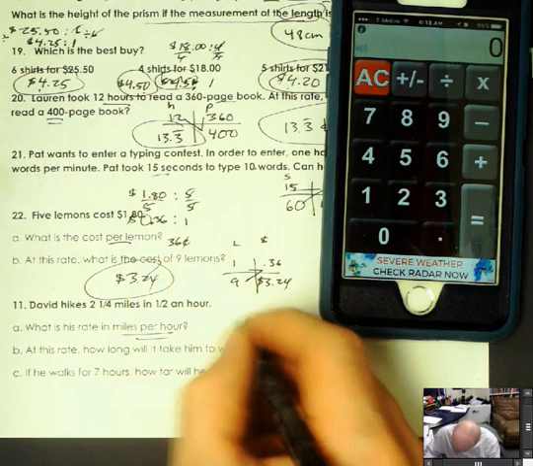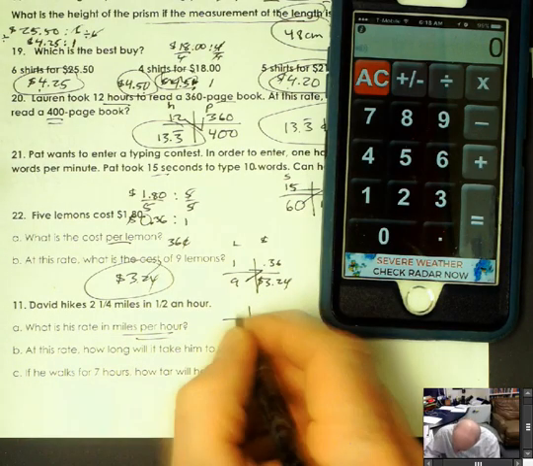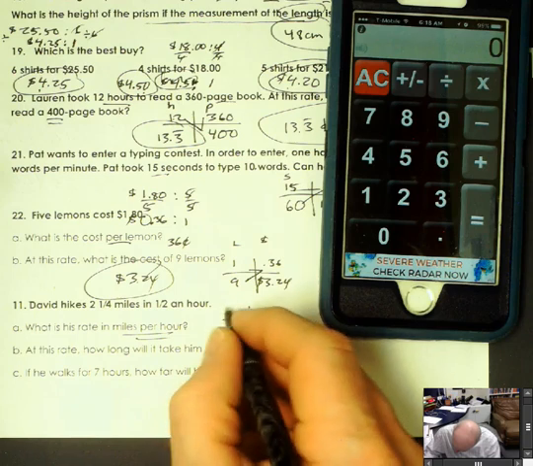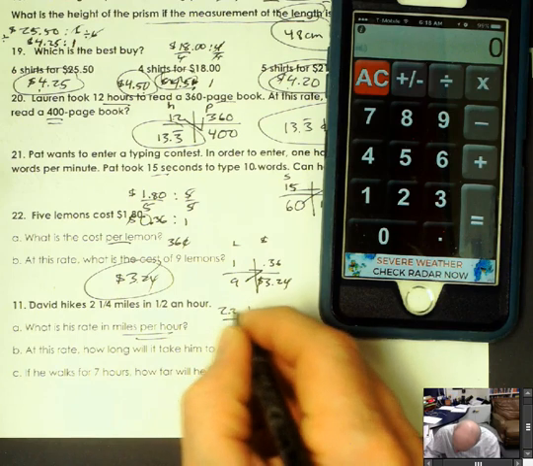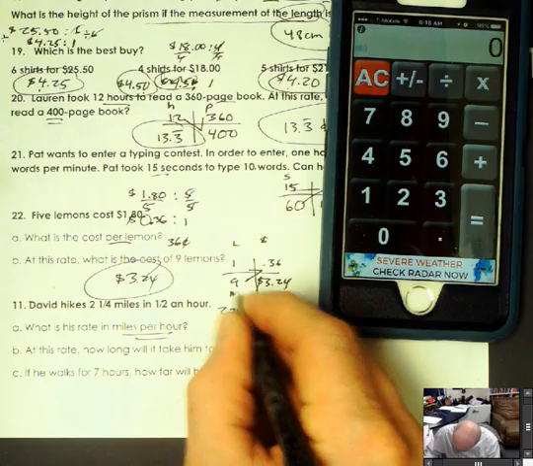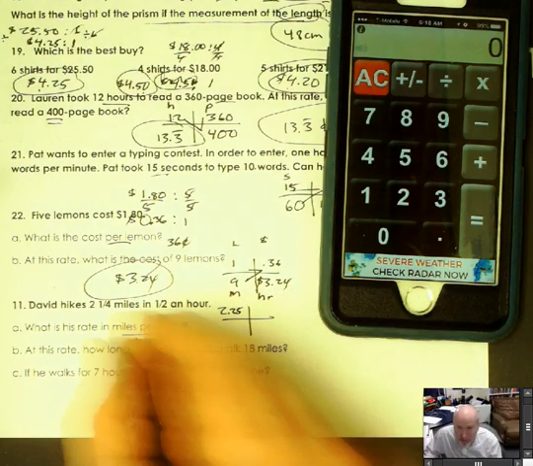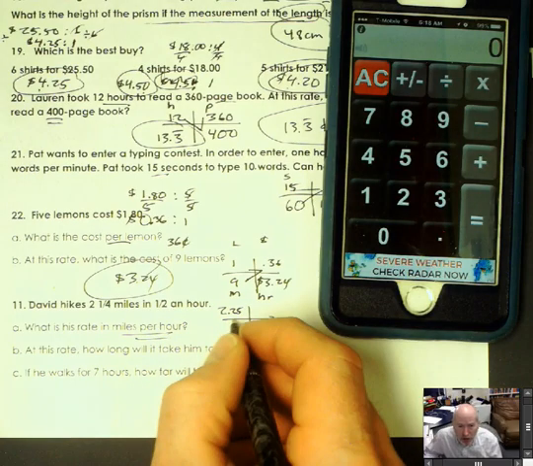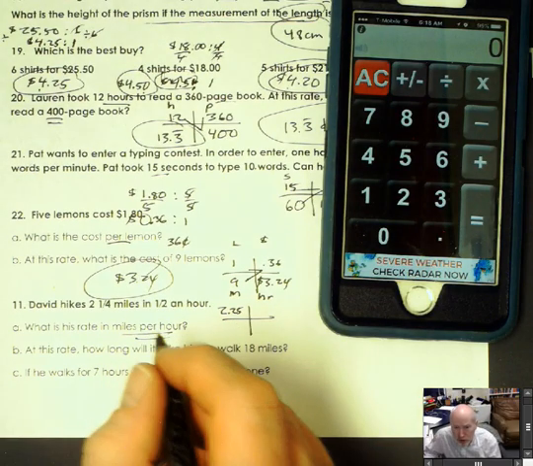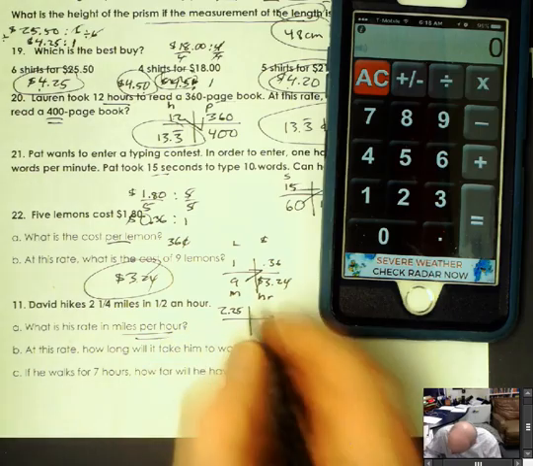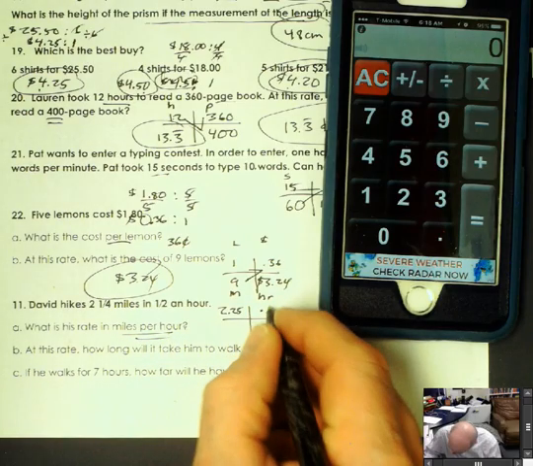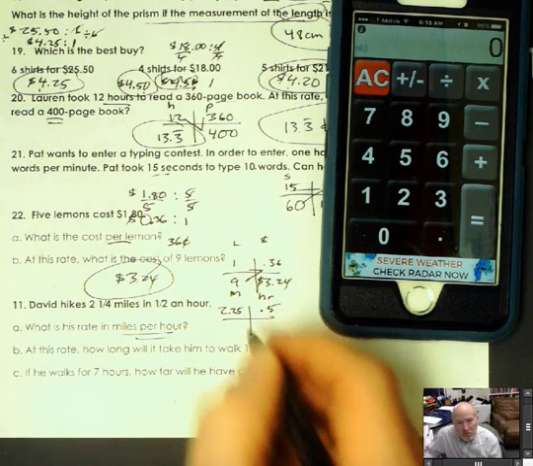So I'm just going to set it up like this because I don't know what that unit rate is, but I know that he does 2.25, and this is going to be miles in an hour. So he does 2.25 miles. I switched that fraction to a decimal, and you can do that too. And he did it in a half an hour, so I made that into 0.5.